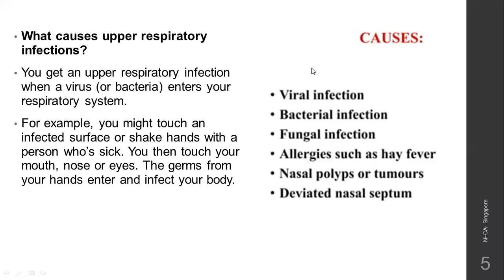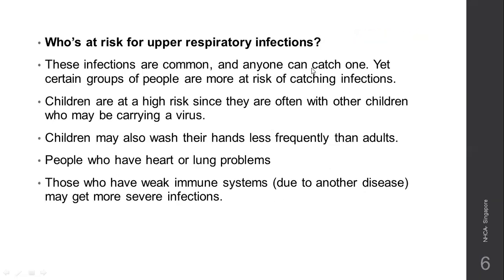So these are the causes in which frequently you may get an upper respiratory tract infection. So who is at risk for upper respiratory tract infection? Anyone can catch it, but certain groups of people are at higher risk as compared to others. Children are at high risk since they often play with other children who may be carrying the viruses. They always want to be out, they want to socialize, they want to go out with friends, and also they interact more with other adults and other children. So they are at high risk.